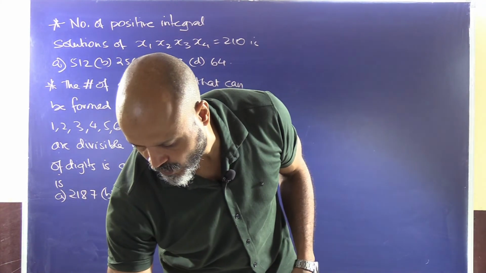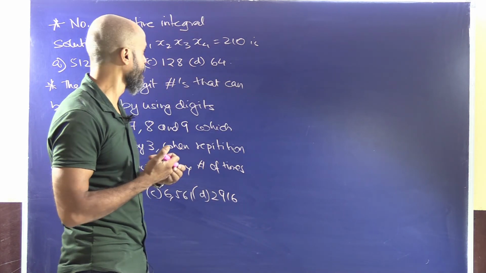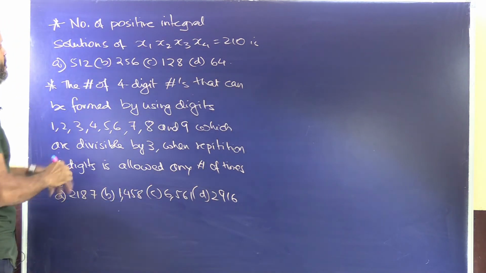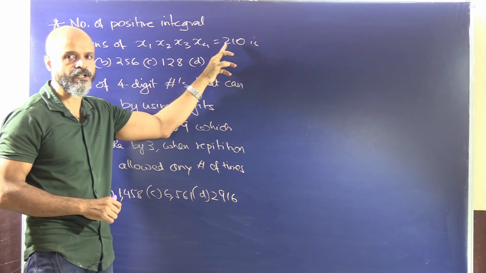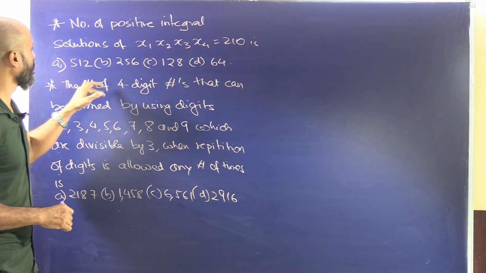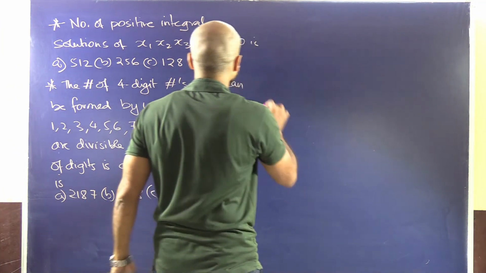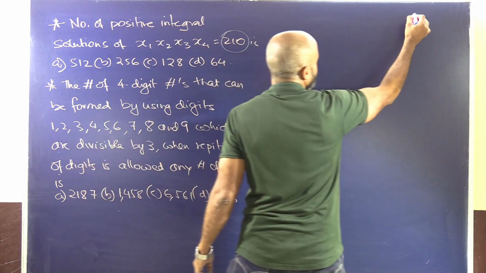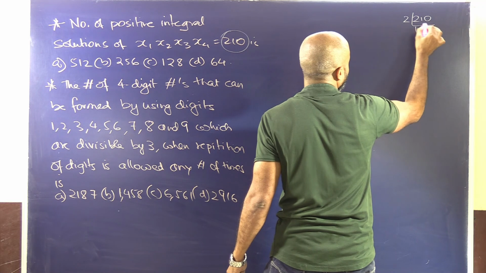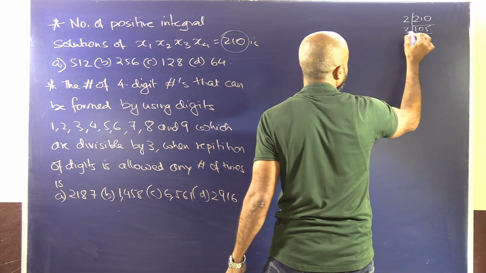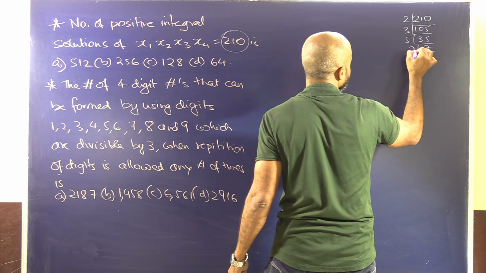Okay, people, some more questions on arrangements. Number of positive integral solutions of x1 into x2 into x3 into x4 is 210. So how many positive solutions can we get? See, first what we'll do is a prime factorization of this 210: 2, 3, 5, 7.